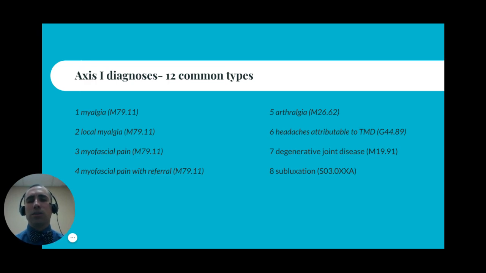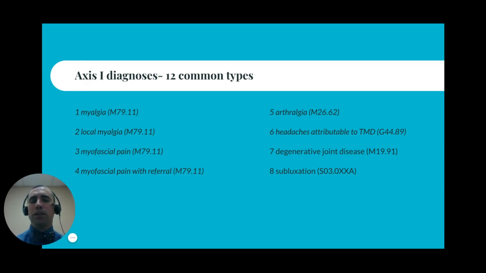Arthralgia is a diagnosis from the joint. This patient will have pain right at the joint with palpation, or with myalgia, pain with mouth opening, or with overpressure, or with lateral or protrusive movements. Headaches attributable to TMD is a diagnosis when the patient has a headache due to myalgia or arthralgia. Often headaches are multifactorial, and the patient may have headaches attributable to TMD, but also may have a tension type headache or cervicogenic headache, which is commonly seen.